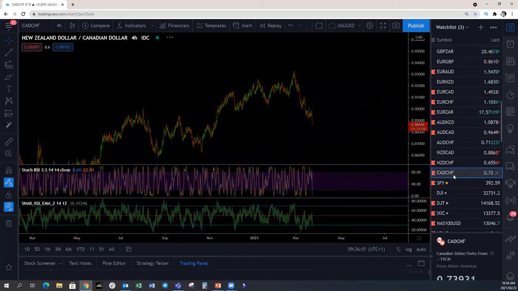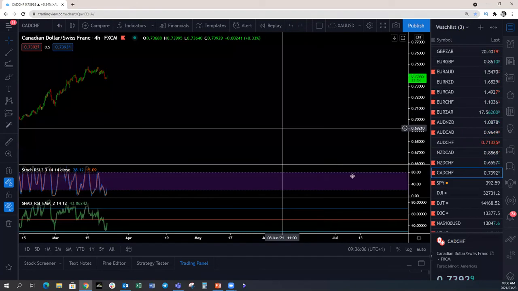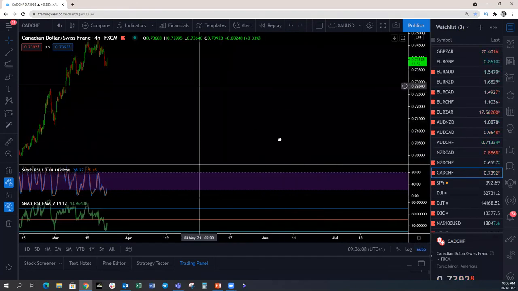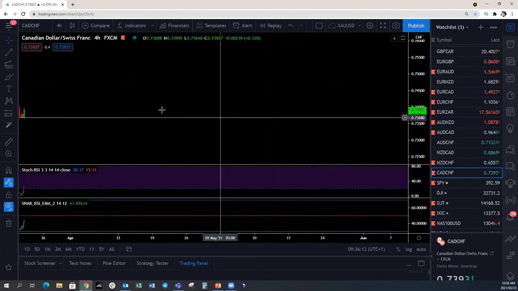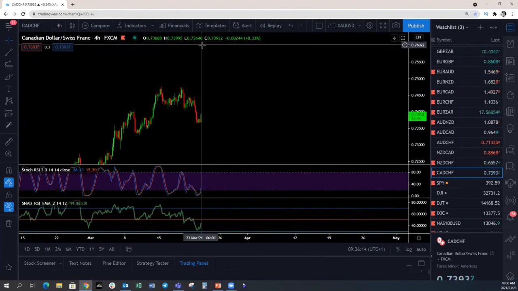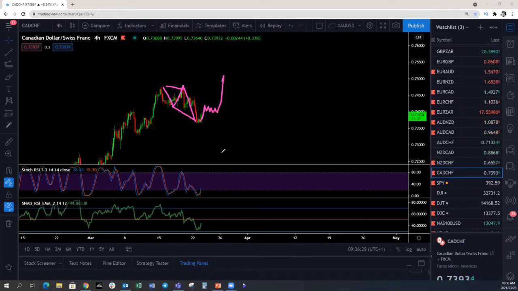CAD Chief, are we done with the correction on CAD Chief? It has also made a nice three-wave pullback. Doesn't look like we are done to the downside yet, but in any case, if this is a three-wave structure with a long diagonal here, you want to wait for this one to give you an entry for upside.